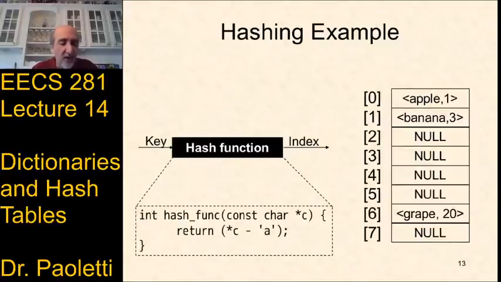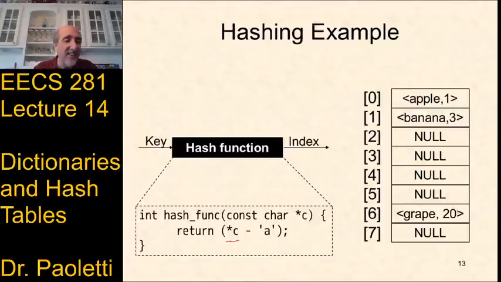So let's look at a really simple hash function. Not a good hash function, but a simple one for an example. So I've got a char pointer, and I'm only going to look at the first letter of it. That's what this says here: return dereference of c. So c is a char pointer. If I dereference c, I get the first letter, and I'm going to subtract 'A' from it.